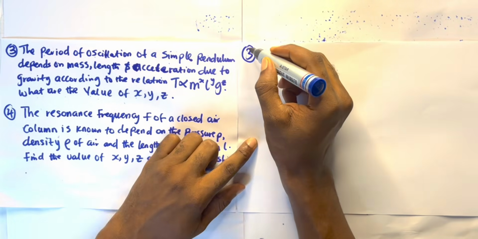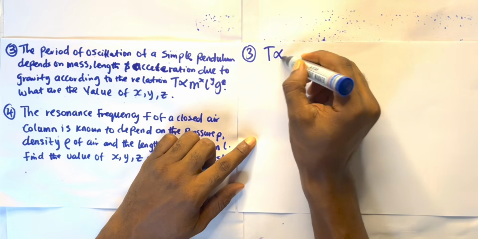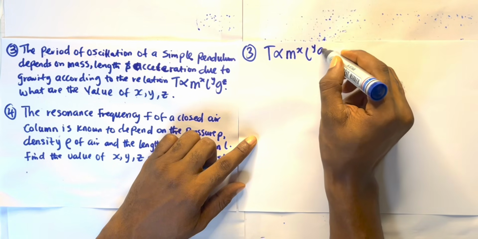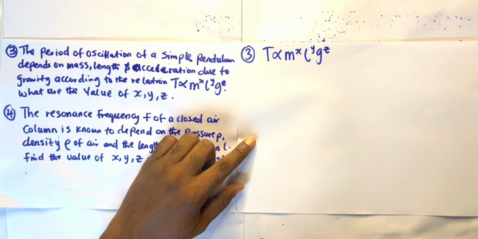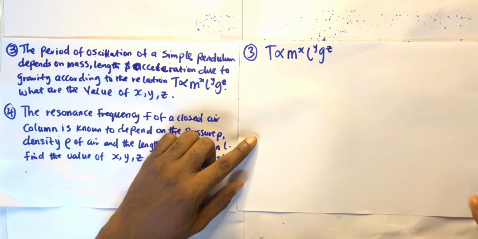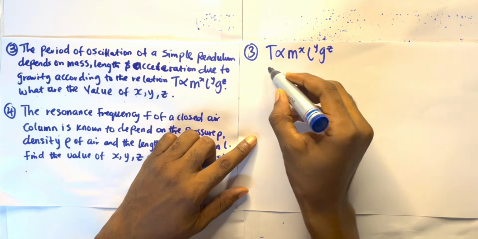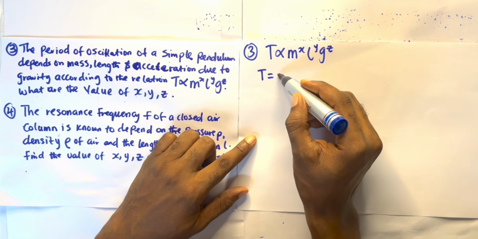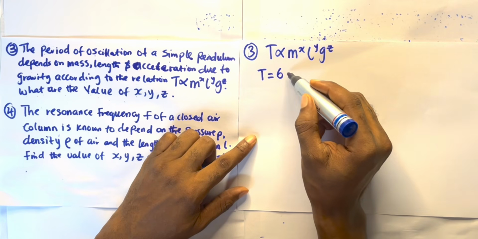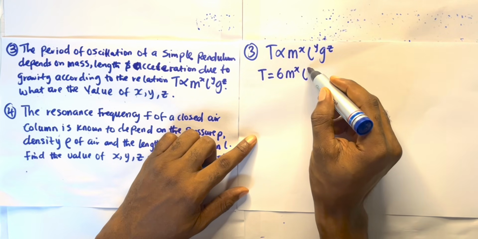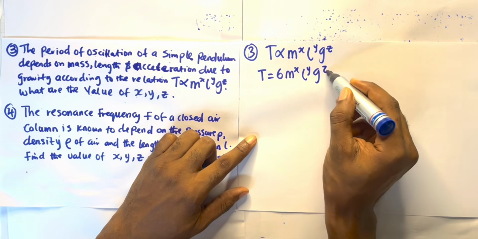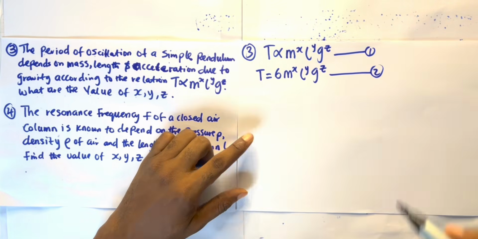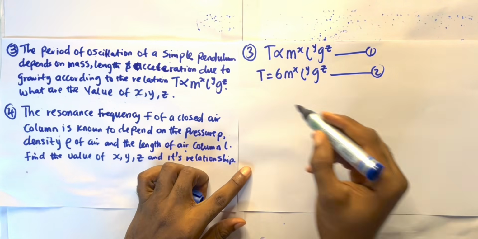Number 3. My T is directly proportional to m^x, l^y, g^z. Now, just as in the former question we solved, let's dive in. So my T, I'll remove the sign of proportionality, will be equal to, let me use k, m^x, l^y, g^z, equation 1, equation 2. So from here, I'm going to introduce the dimensional letters.